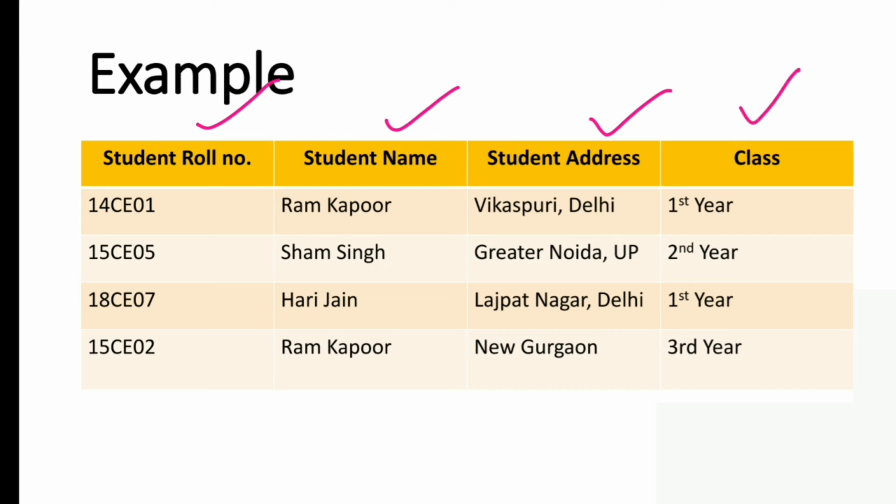So here, what will be the primary key? You can see the student roll number does not change. Student name also does not change. Student address may or may not change, but the class changes regularly. So the criteria to identify, as I told you, is it should not change. So class, as it changes, can't be considered as a primary key.